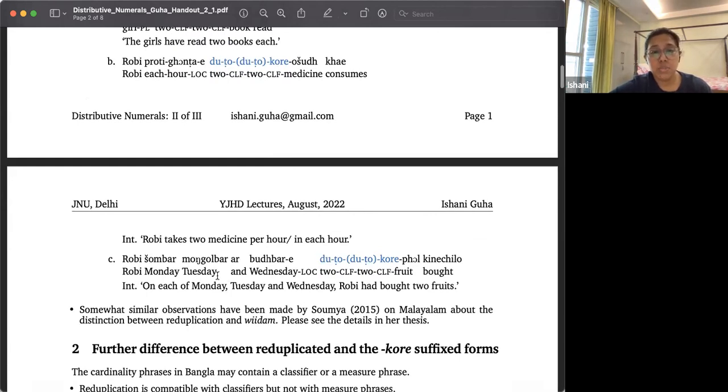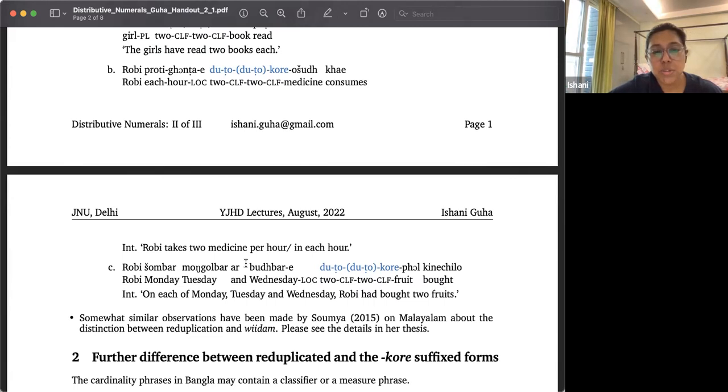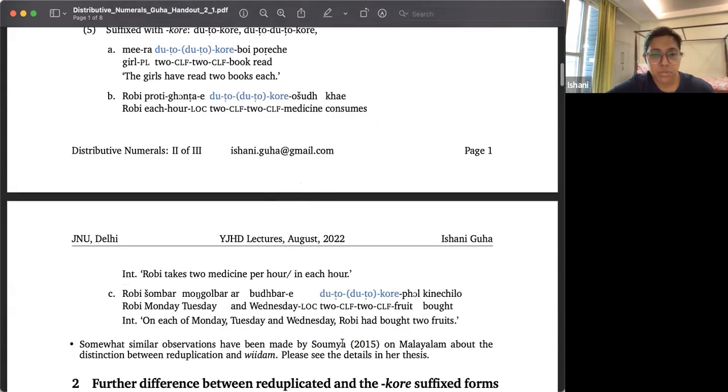I should read the translation probably. Robi takes 2 medicines per hour, or in each hour. That's what the B sentences mean. And Robi Sombar Mongolbar ar Budhbare duto kore fol kinechilo, which is good: on each of Monday, Tuesday, and Wednesday, Robi had bought 2 fruits. And what they don't like is the reduplicated duto duto.